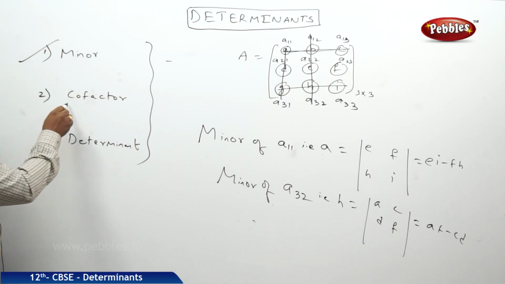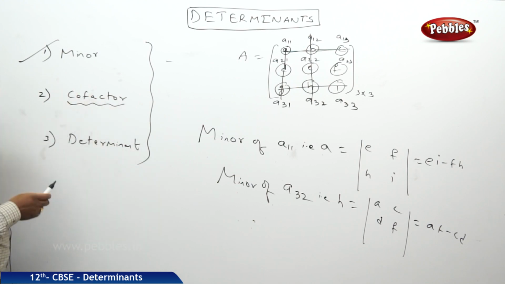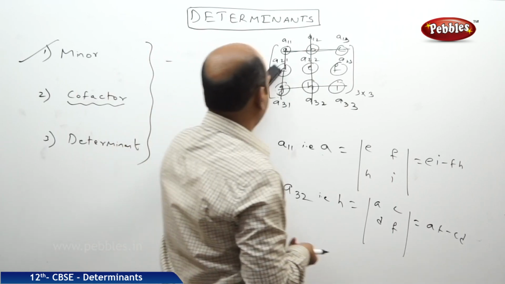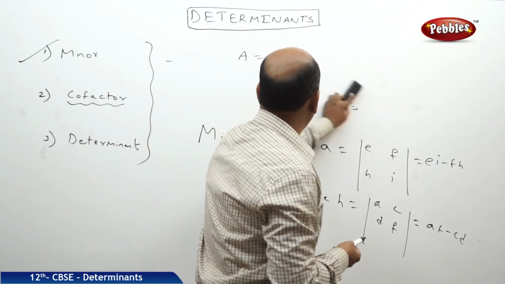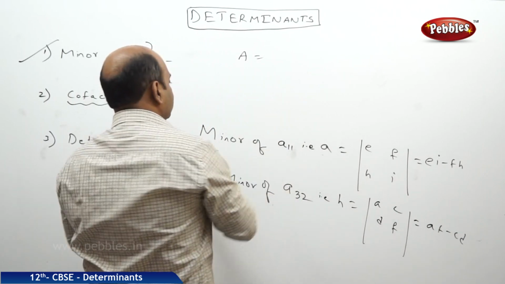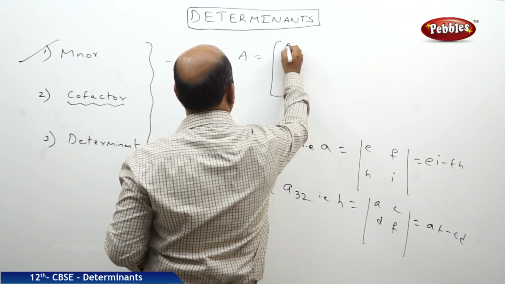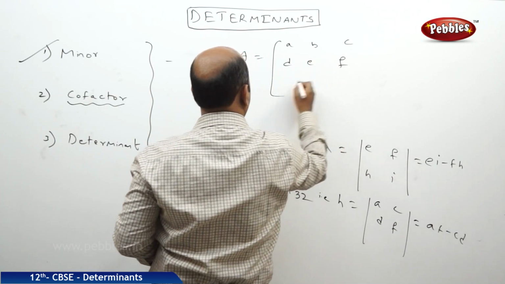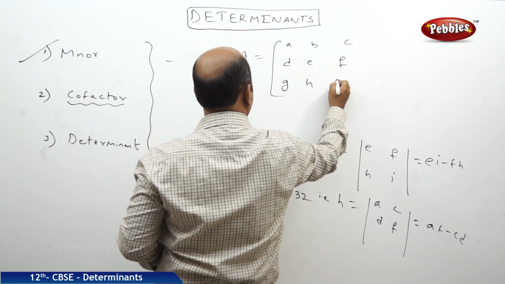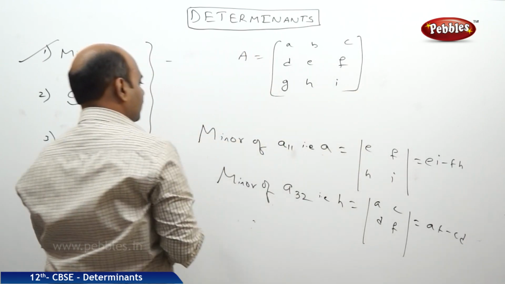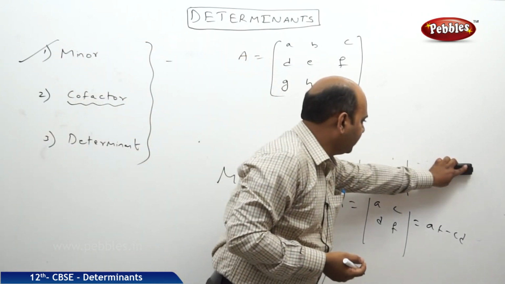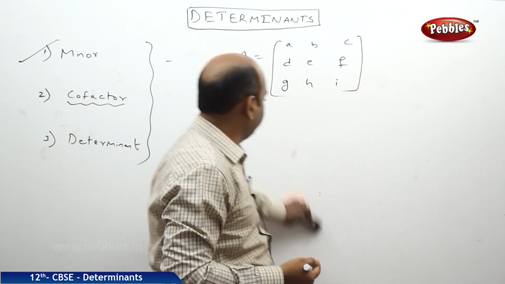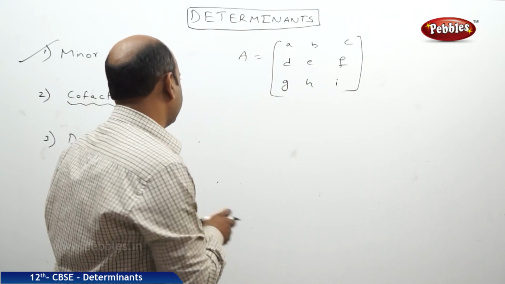Now we are going to see cofactor. What do you mean by a cofactor? Suppose I consider the same matrix, here I am writing it afresh: a, b, c, d, e, f, g, h, i. I want to find the cofactor of an element of the given matrix. How can you find the cofactor of the element of the given matrix? There is a definition.